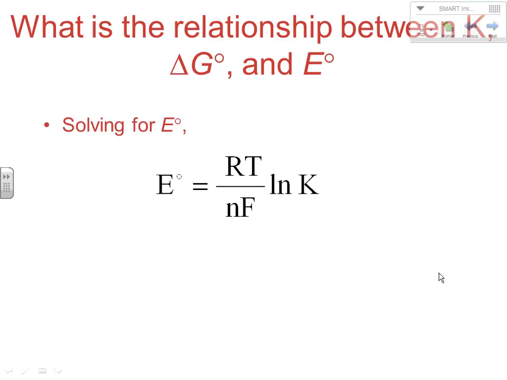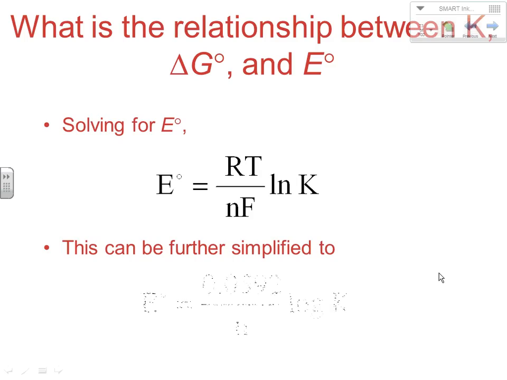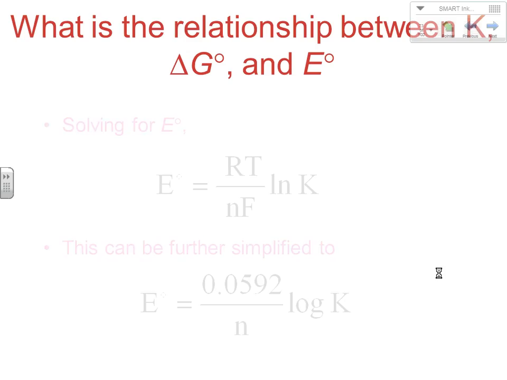If we know what delta G is, we can calculate E naught. If we know what E naught is, we can calculate delta G. If we know what delta G is, we can calculate K and vice versa. And we can also do the same thing between E naught and the ln of K. Now, if we take that equation and substitute in our constants, remember R and F are constants, we end up with E naught equals 0.0592 over n log of K. So this is basically a simpler form of the previous equation by getting rid of our constants.